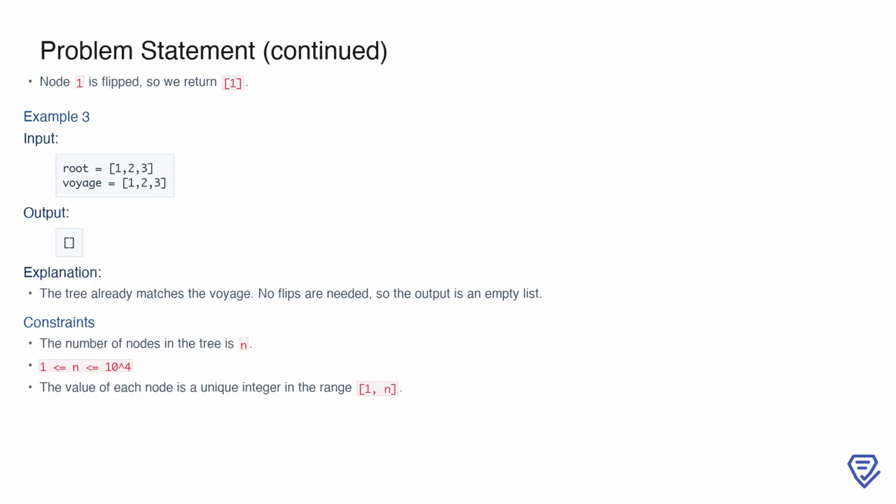Here, the explanation continues for the second example. After flipping the root node, the updated tree perfectly matches the voyage. Since the root node was flipped, we return 1 as the output.